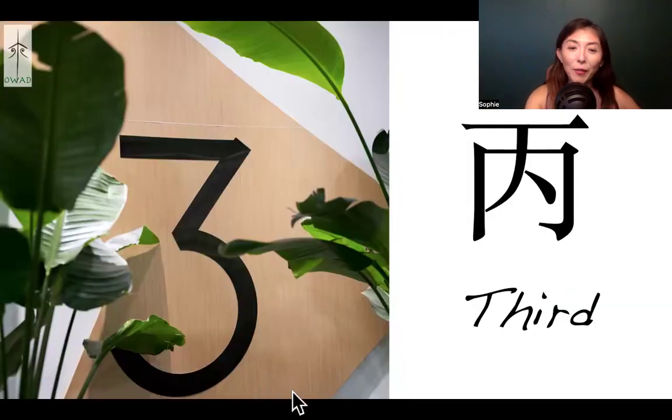And bǐng ends up being the third one because it provides the energy from the sun entering into, I guess, you, the little plant or the little person that's growing, embalmed in the sunlight.